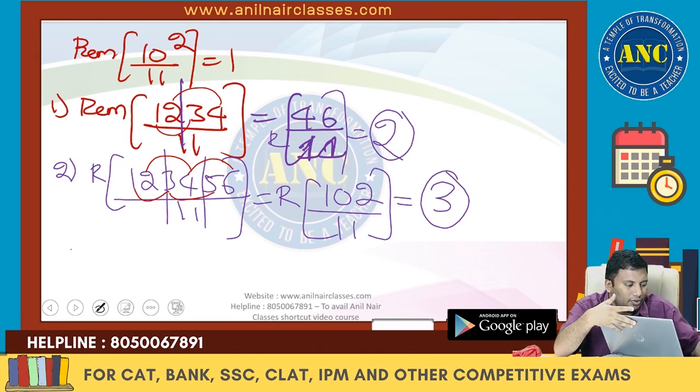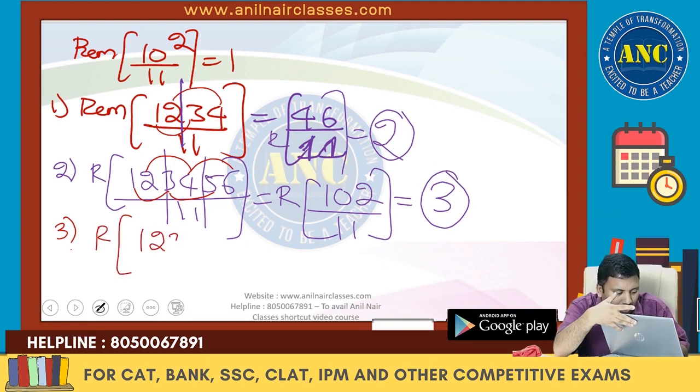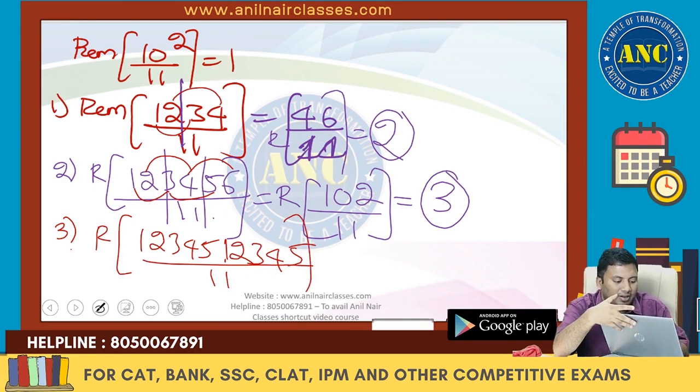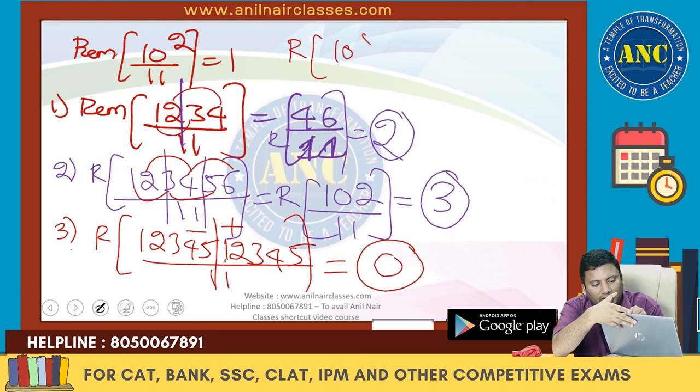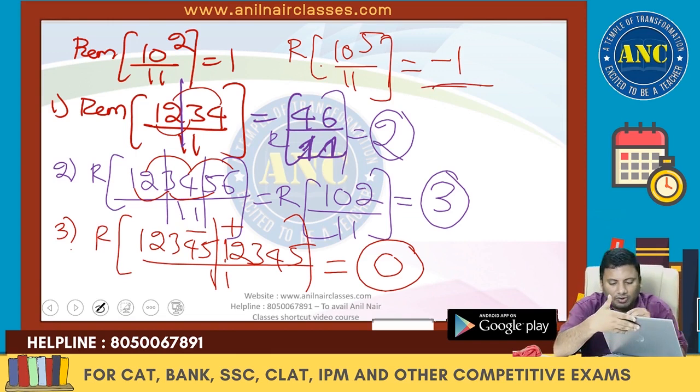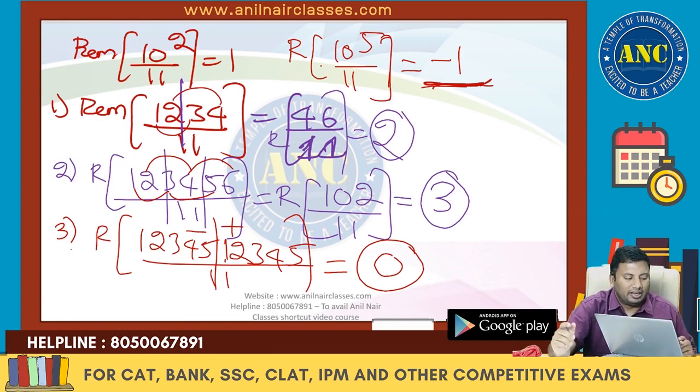What is the next problem? 1, 2, 3, 4, 5 divided by 11. Take a group of 5 digits, plus and minus. Answer is 0. Why? Because 10 power 5 divided by 11 is minus 1. Please write down, these are all some beautiful concepts.